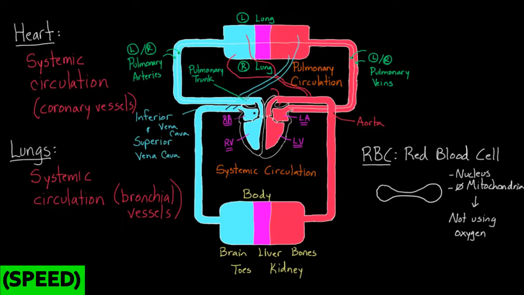But actually, lungs are kind of interesting in the sense that there is a lot of mixing going on. So you've got pulmonary arteries carrying blood, you've got bronchial arteries carrying blood, and that blood mixes. And then at the capillaries, you've got some blood from both places, the pulmonary circulation and the systemic circulation, again mixing.